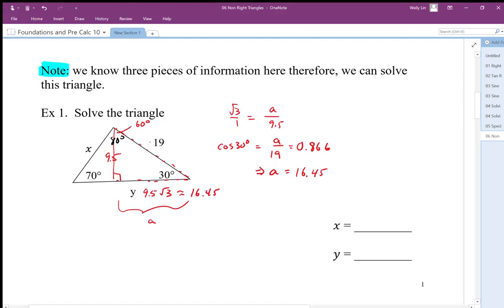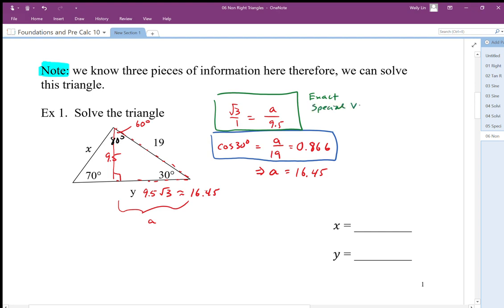I've used cosines, which I'll highlight here. I use their decimal values. But we also solved it using an exact ratio, which here I'll highlight in green. So this is using exact special value triangles, because it just happens to be a special value triangle. And then the blue is the calculator solution.